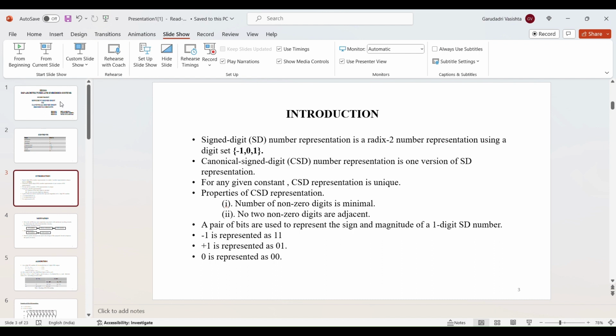CSD is one such representation, and in order to represent any digit we need at least 2 bits, 1 bit to represent the sign and another bit to represent the magnitude of that digit. -1 is represented as 1 1, +1 is represented as 0 1, 0 is represented as 0 0.